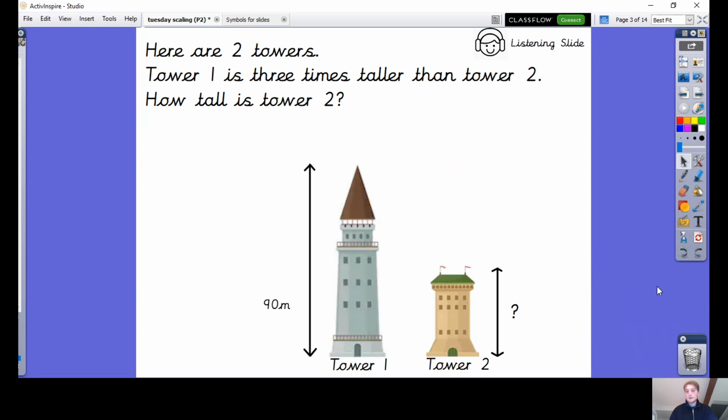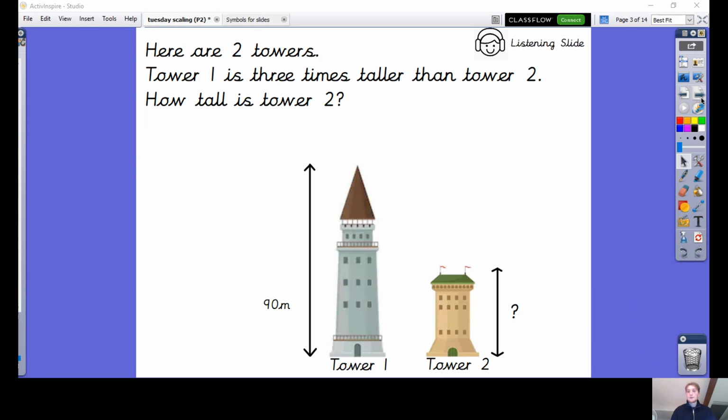Okay, so like I said, we are going to be looking at scaling again today, but we're going to look at it in a slightly different way. So here I have two towers, Tower 1 and Tower 2. I can see that Tower 1 is 90 meters tall. Tower 1 is 3 times taller than Tower 2. And I don't know the height of Tower 2, so I need to find out how tall Tower 2 is. I can use the height of Tower 1 to help me here, 90 meters. And I think the way I'm going to solve this is using a bar model.